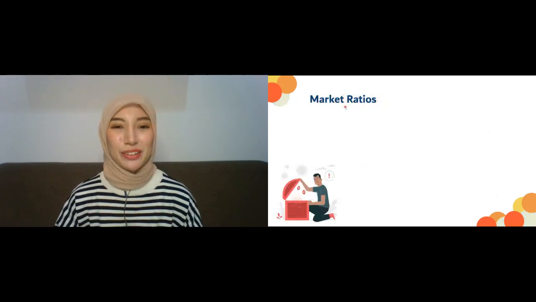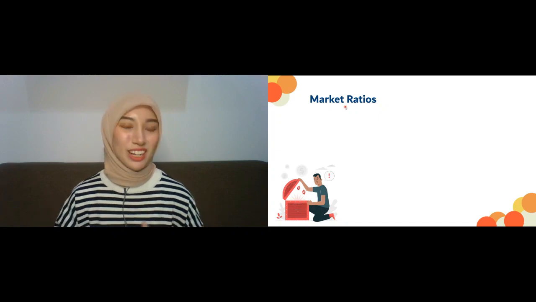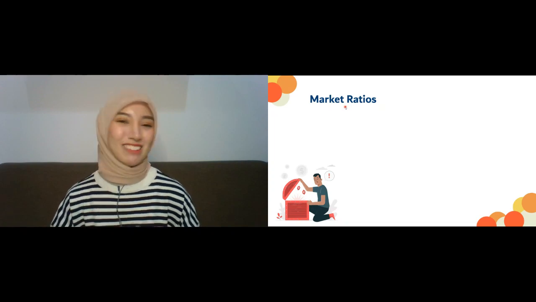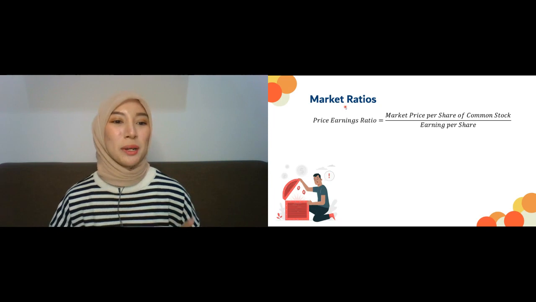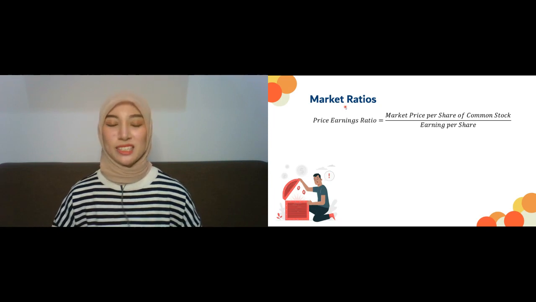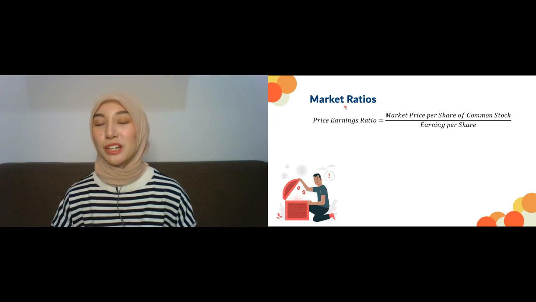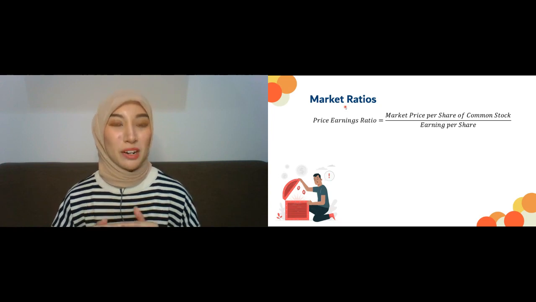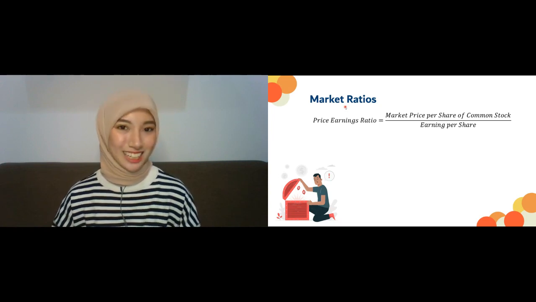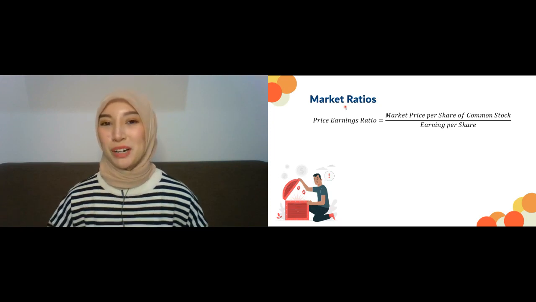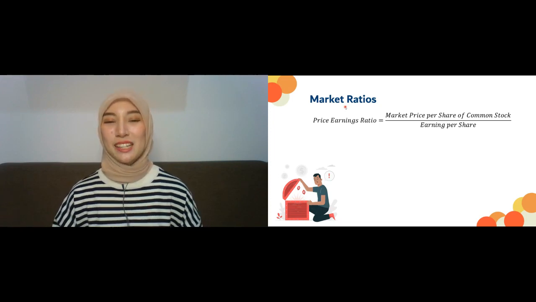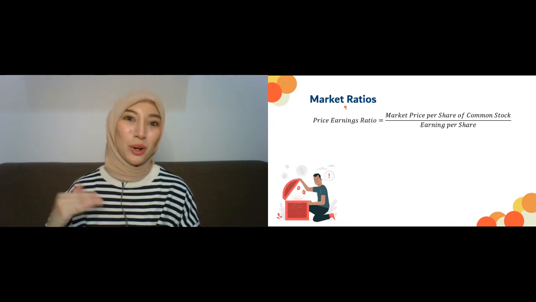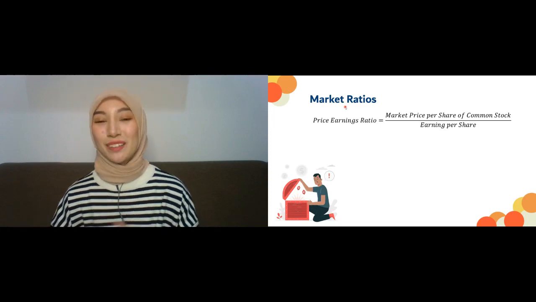Market ratios give you insights into the investors out there. Investors in the market believe in a firm in terms of its risk and return. Here we have the PE ratio, or price earnings ratio, which is calculated using the market price per share of common stock divided by earnings per share. Usually this is more informative if you are comparing it using cross-section analysis or benchmarking. For example, you compare with the industry average or benchmark it against the firm's competitors, something like that.